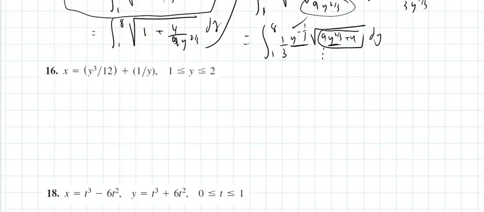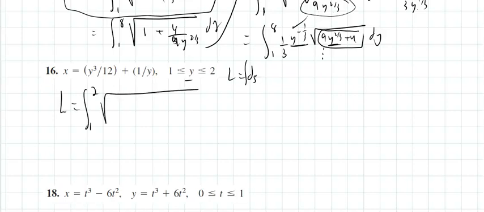And number 16, the same deal. I want to figure out the length of this. L equals, so we know that L equals the integral of ds. Well, everything's in terms of y, so no need to change that. Square root of 1 plus, if I take a derivative, x prime, bring the power down, that's going to make that 1/4 y squared minus 1 over y squared. So we've seen this before.